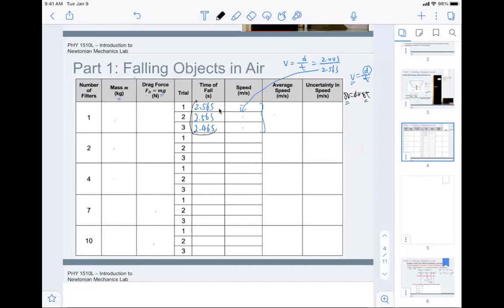Okay, so you have 3 different trials. How do we get our delta t? Delta t is equal to... Do you still recall how to do the uncertainty in delta t?